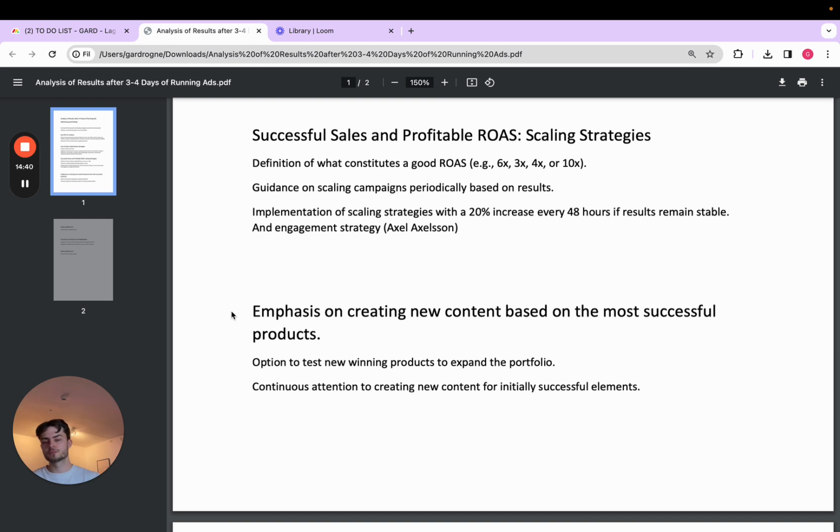But now it's about continuous attention and creating new content for your initially successful elements, like I've written here. So when you have found 2 of your winning products, don't stop making new content. You should always have new content ready, because ads, they go up, and then they go slowly down again, because people are sick and tired of your ads, basically. So what happens then is that Facebook can't find new customers, because they've seen your ads so many times and they can't find new purchases.